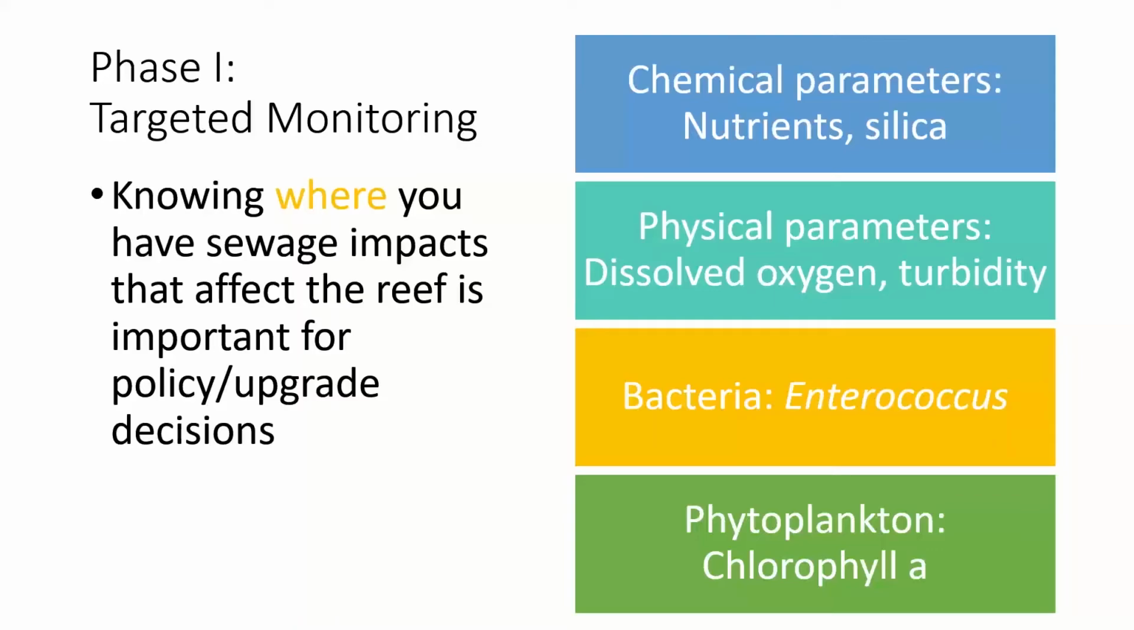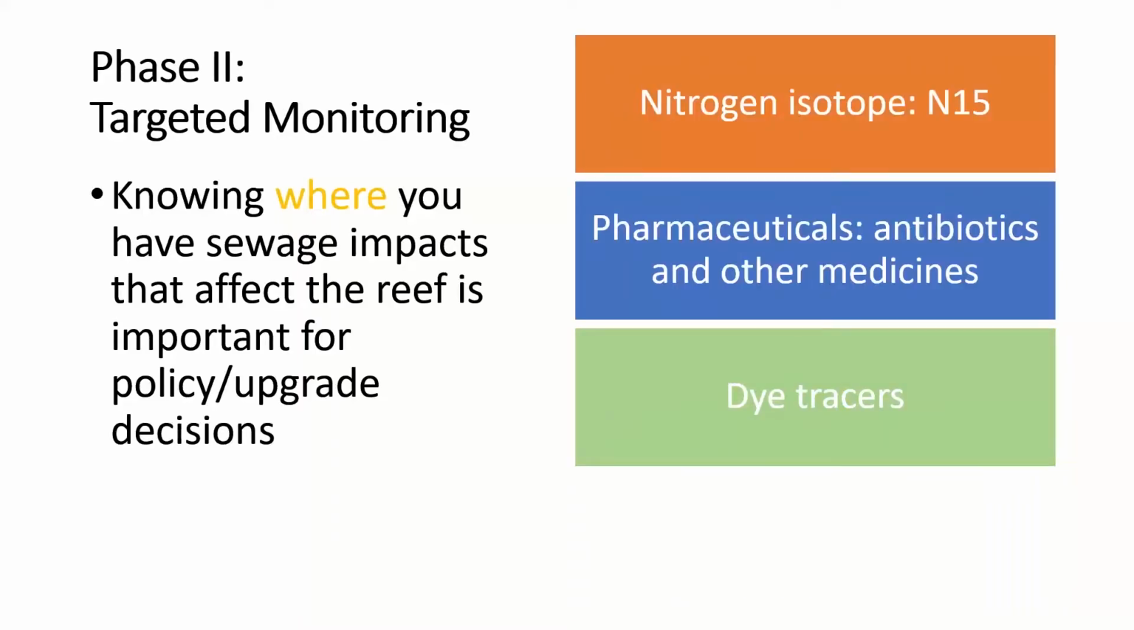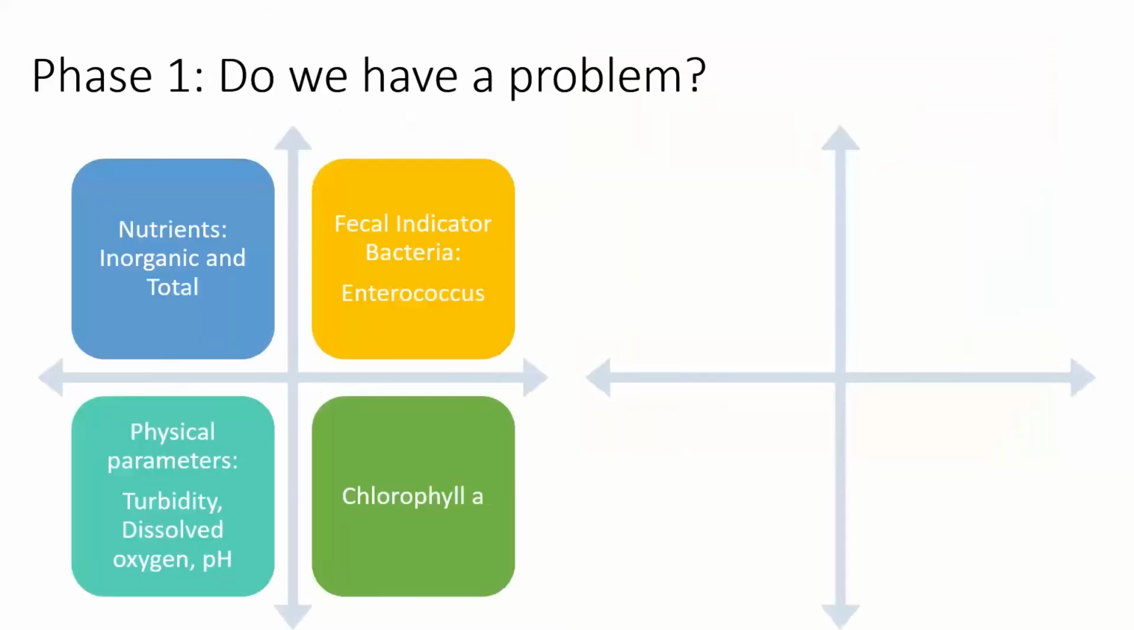This helps you figure out where you have sewage impacts, or at the very least, where you have elevated nutrient levels, and you can start to figure out the timing of those levels and maybe get to something along the lines of a broad-scale picture of what you need to do. But you can also have follow-up phase 2 targeted monitoring that helps you know where those sewage impacts are coming from. That helps you figure out if you actually have sewage versus something else. I'll talk about these towards the end of my talk: nitrogen isotope techniques or other types of isotope techniques, pharmaceuticals and more advanced types of tracers, and then dye tracers.